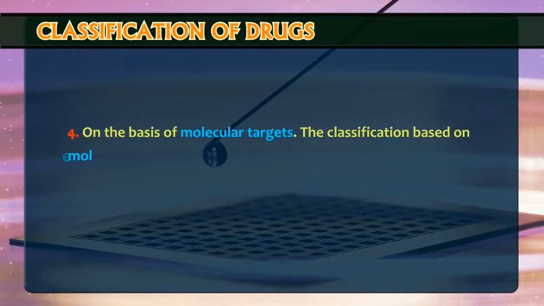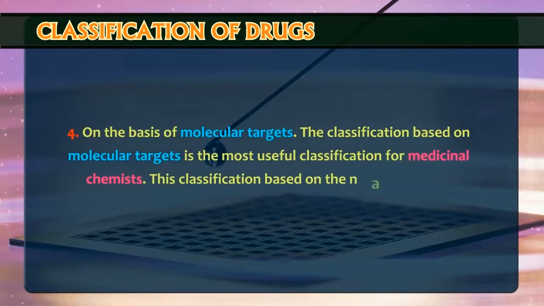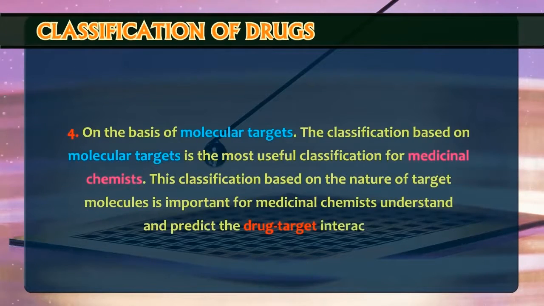4. On the basis of molecular targets. The classification based on molecular targets is the most useful classification for medicinal chemists. This classification, based on the nature of target molecules, is important for medicinal chemists to understand and predict the drug-target interaction.